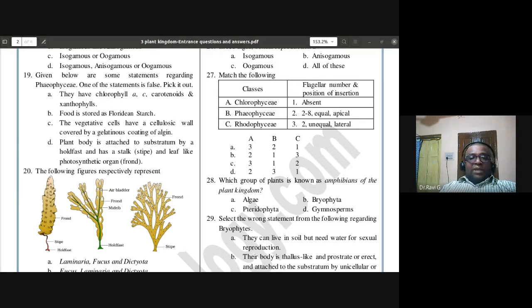So the 19th one, B is the answer. B is the wrong statement. Food is stored as Floridian starch. That is the wrong statement. So for the 19th, B is the incorrect statement.